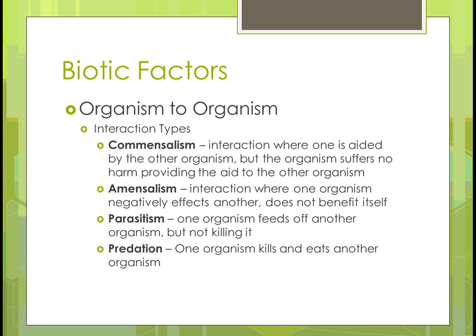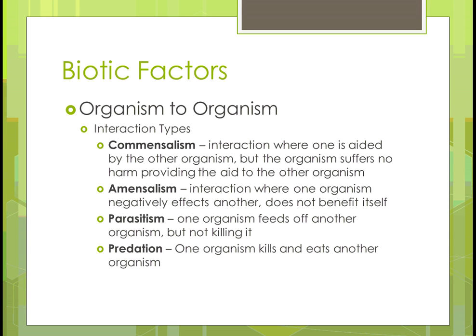There's amensalism, which is an interaction where one organism will have a negative effect on another, but it doesn't benefit itself from it. In other words, it's kind of like anemic, and that's where that word comes from. There's parasitism, which is one feeding off of the other, like that coral root we saw in the first picture. It feeds off another, but it doesn't kill it. In fact, it doesn't hurt it.